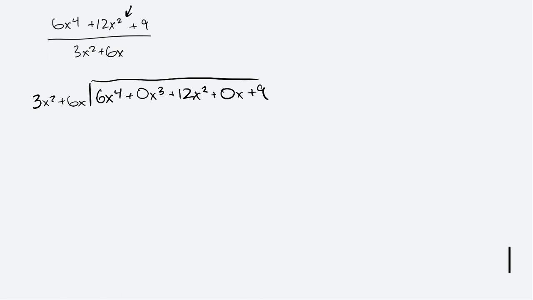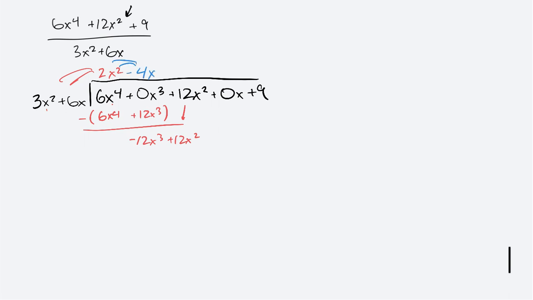So 3x squared goes into 6x to the 4th, 2x squared times. When I multiply these two, I get 6x to the 4th plus 12x cubed. But now you see we have subtraction. This becomes negative 12x cubed, and then plus 12x squared joins the fray on the bottom. All right, 3x squared goes into negative 12x cubed negative 4x times.